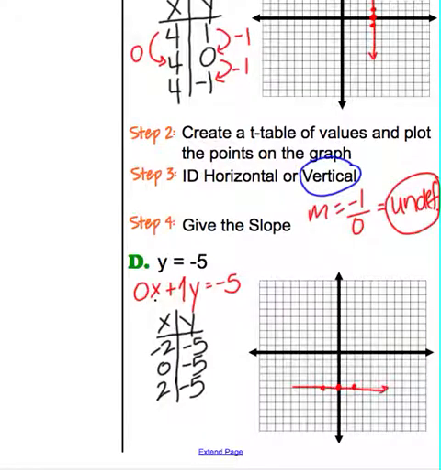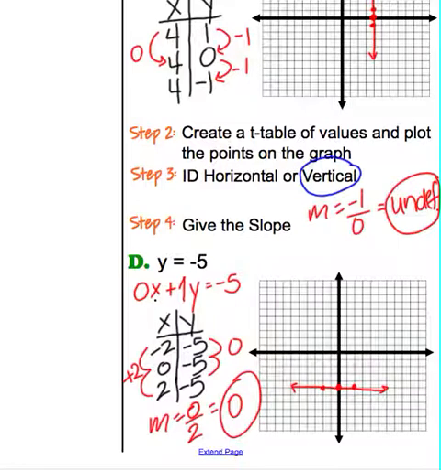I'm going to have a horizontal line, which if you recall, the slope here is going to be 0 over 2, because it's changing y over changing x, which is 0. Because if you recall, we said that if it has a 0 slope, the equation will be y equals. Likewise, if it's y equals, it will have a slope of 0.